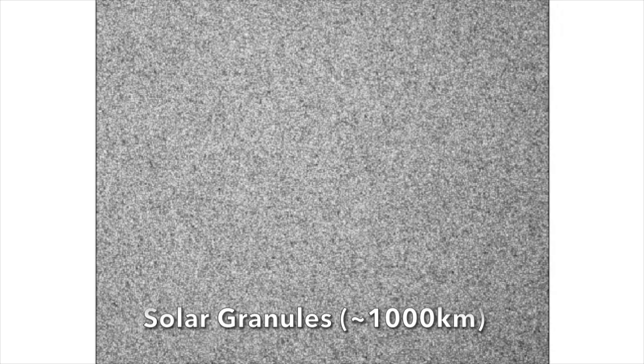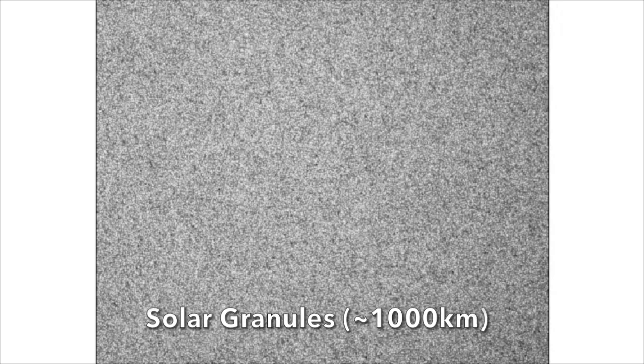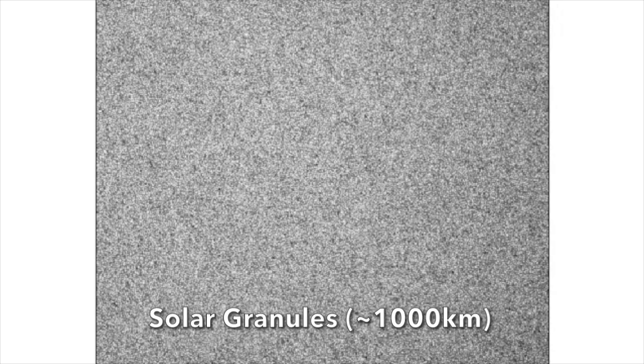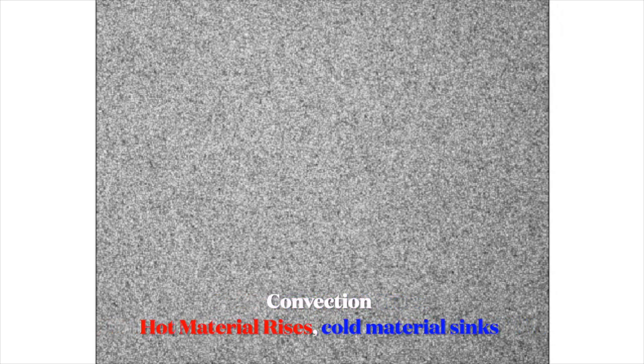These are known as granules, roughly 1,000 kilometers in size, and they live for around 10 minutes and are very shallow in the sun. The sun is generating a lot of heat, and in the outer 30% of the interior, this heat is transported through a process known as convection. Hot material rises to the surface, cools, and descends. The white parts in these granules are hot material coming up, and the black is the cold material sinking.